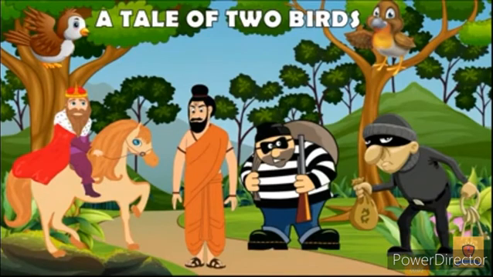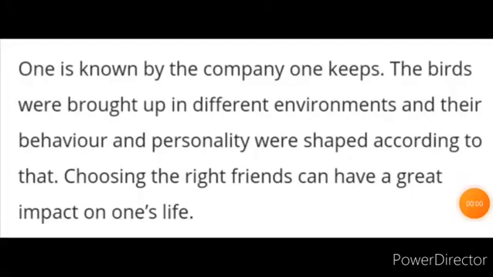The king told the story of the two birds. The rishi gave him the moral of the story, that a person is recognized by the people who are friends to them. The first bird got the company of the robber and became like that, while the second bird lived in the company of saints.